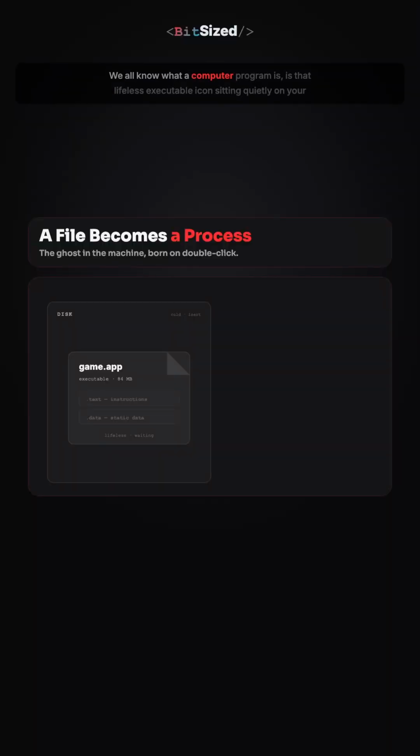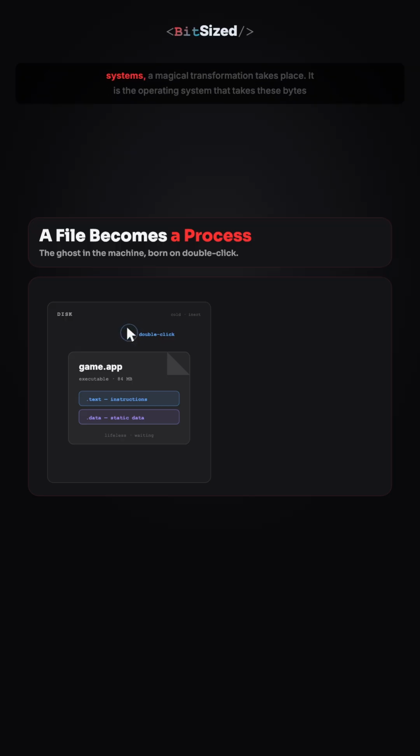We all know what a computer program is. It's that lifeless executable icon sitting quietly on your hard drive, waiting for you to double-click it. The program itself is a lifeless thing. It just sits there on the disk, a bunch of instructions, and maybe some static data, waiting to spring into action. But what happens the exact millisecond you open it?